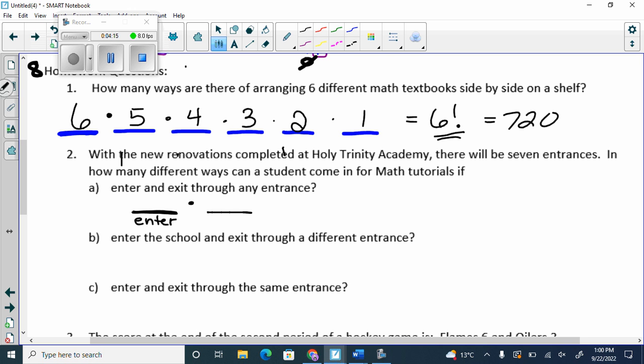And I'm going to exit one time. I'm not going to be like this weirdo who's entering and then exiting, and trying a different one, and going this way. You're never getting to your math tutorial. Maybe that's what you want. But that's not what this question wants, okay?